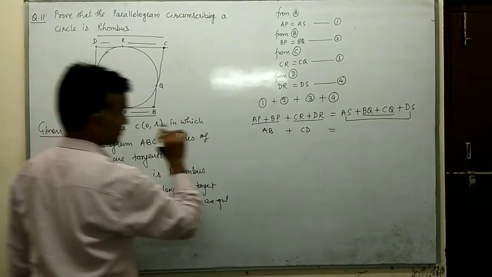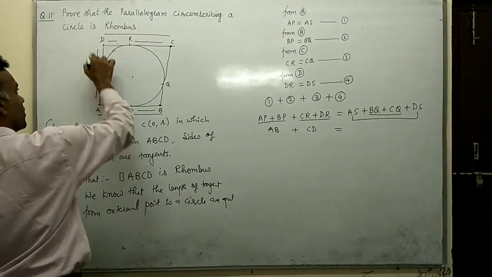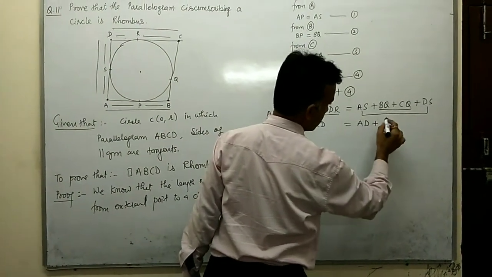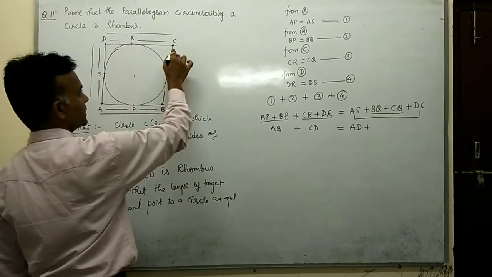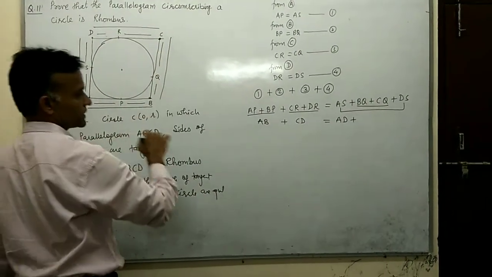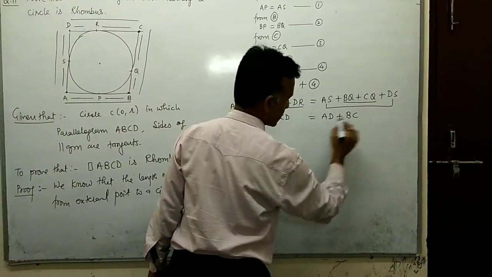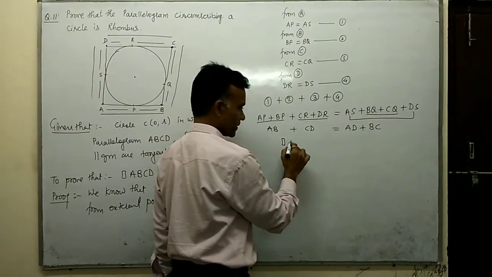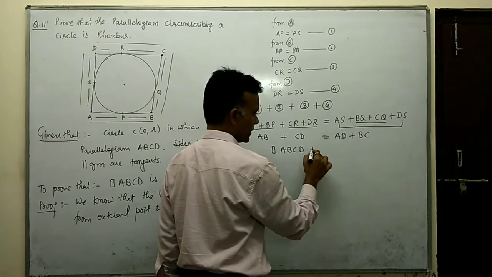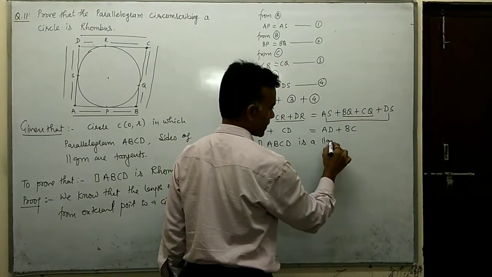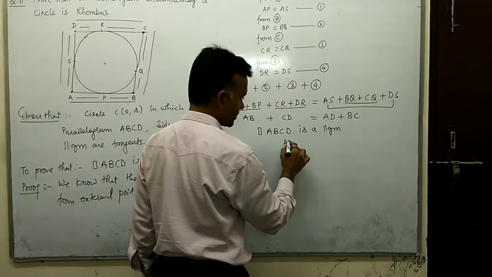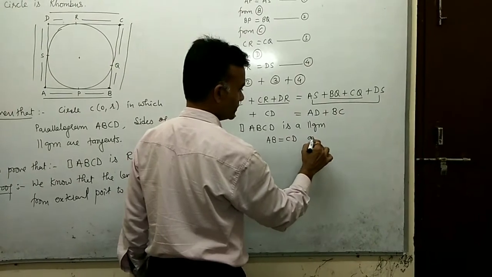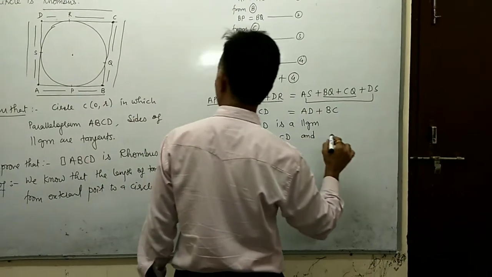And then AS plus DS forms AD here, so you can write AD. And then BQ plus CQ is the length of BC, so you can write BC here. Okay. But we know that quadrilateral ABCD is a parallelogram. Parallelogram means opposite sides are equal. So AB equal to CD and BC equal to AD.